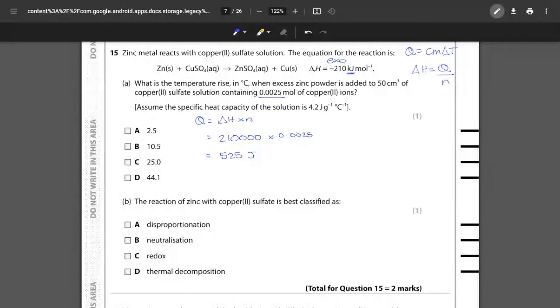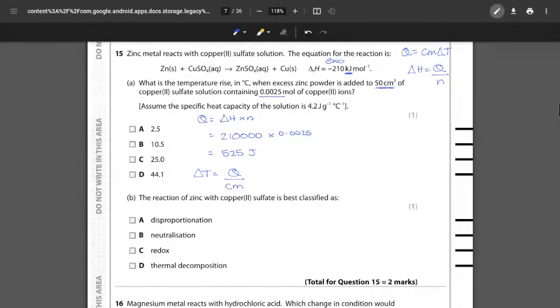Now that I know that, I can rearrange my equation to find delta T. So delta T is going to be equal to the Q value over C times m, where C is the specific heat capacity and m is the 50 centimetres cubed. So we have 525 over 4.2 times 50. Remember, I don't need to change it into decimetres cubed. I keep it in centimetres cubed, and that is going to give me an answer of 2.5 degrees Celsius, meaning my answer is A.